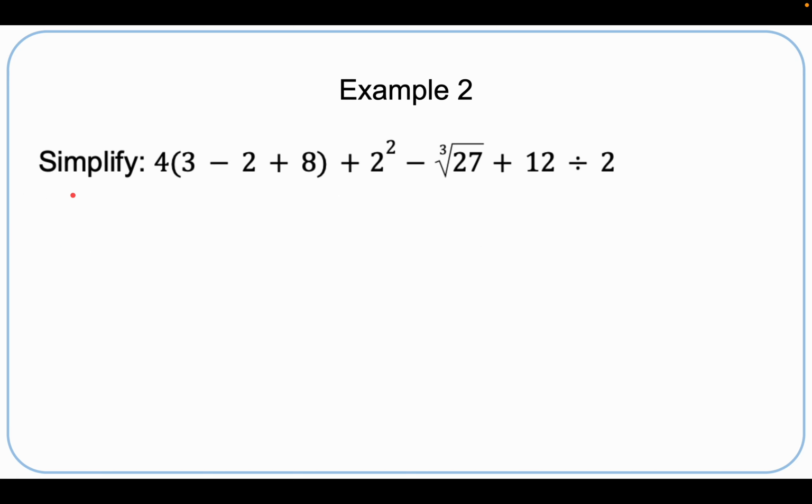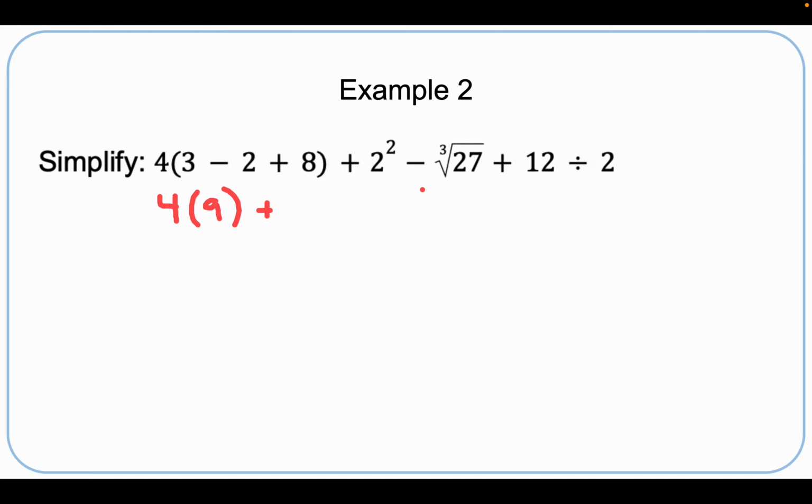So here's an example. So we are going to simplify this long expression. First, we're going to start within our symbols of inclusion, within our parentheses here. And we will do addition and subtraction from left to right. So 3 minus 2 is 1, plus 8 is 9. So I'm going to keep my parentheses and put a 9 in there.